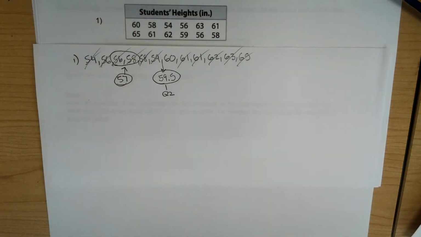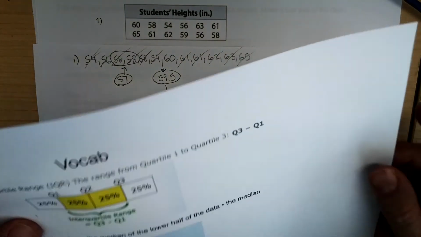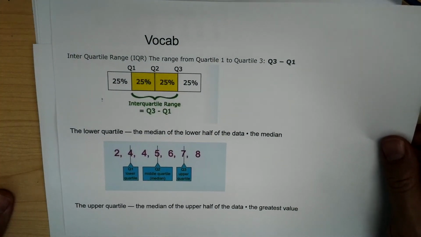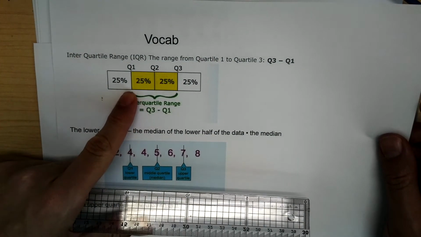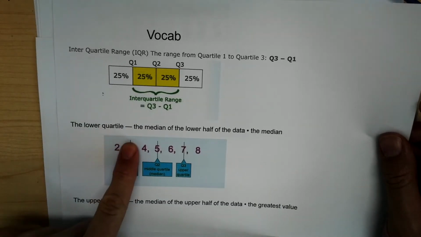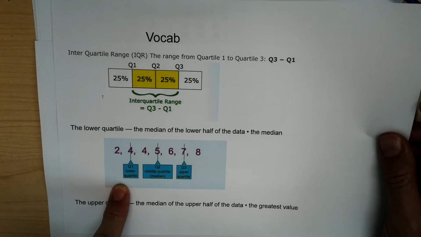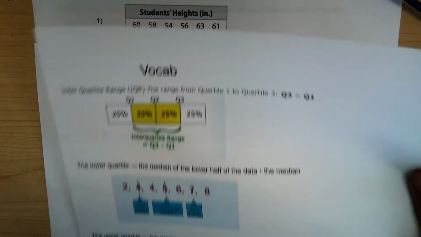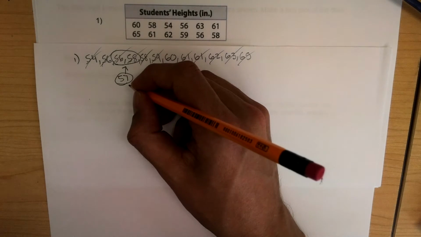Now once again, if we look at our vocabulary, we can see that the Q1, the lower quartile, is the median of the lower half of my data. So that's going to be my Q1.